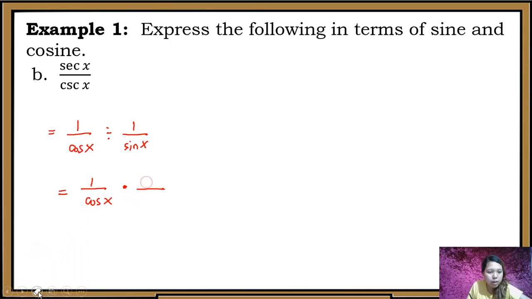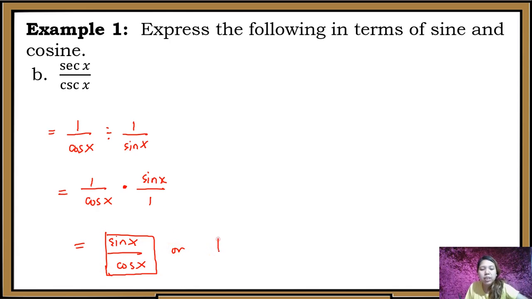So it becomes sine x over 1. So this is sine x over cosine x. This is the function in terms of sine or cosine, and the simplified form for this is tangent x, since sine over cos is tangent. Alright, so take note of these.